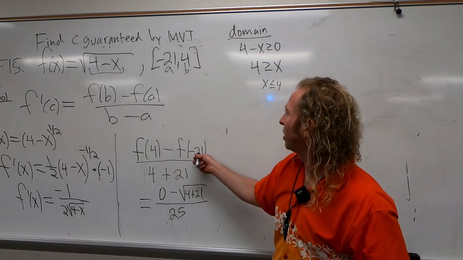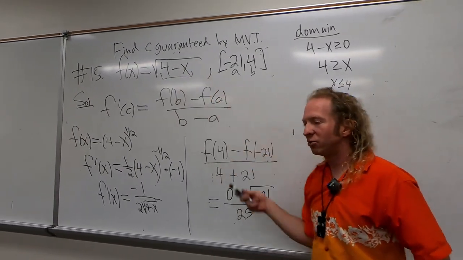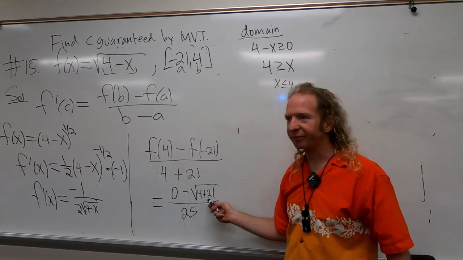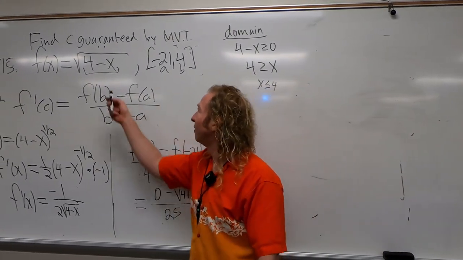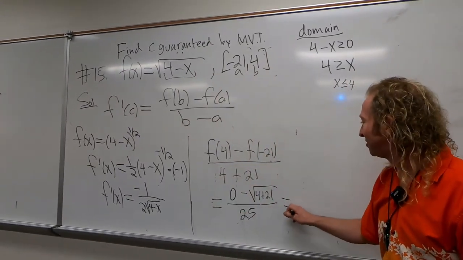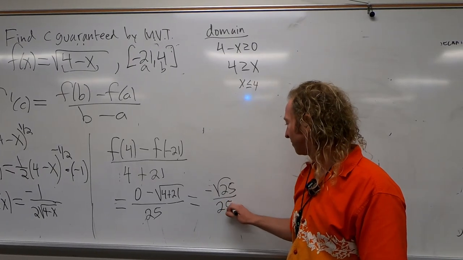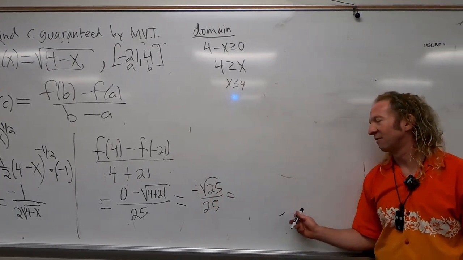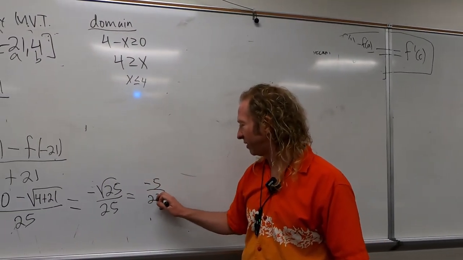Because when you plug in -21 here, it's 4 minus -21, so it becomes 4 plus 21. So this is equal to negative square root of 25 over 25. So it'd be -5/25, so -1/5.